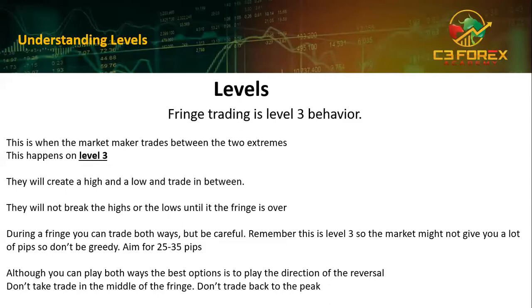Remember, this is level 3, so the market might not give you a lot of pips, so don't be greedy. Aim for 25 to 35 pip moves. Although you could play both ways, the best option is to play in the direction of the reversal. Don't take trades in the middle of the fringe. You want to take trades at the top of the fringe.